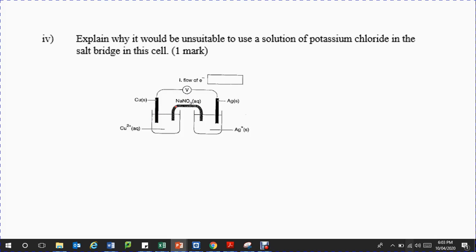If we had a solution of potassium chloride instead, what would happen, if we remember back to year 11, is that the chloride would react with my silver to form a precipitate. If silver and chloride react, we get silver chloride, which is a precipitate. We don't want that to occur, so that's why it would be unsuitable.